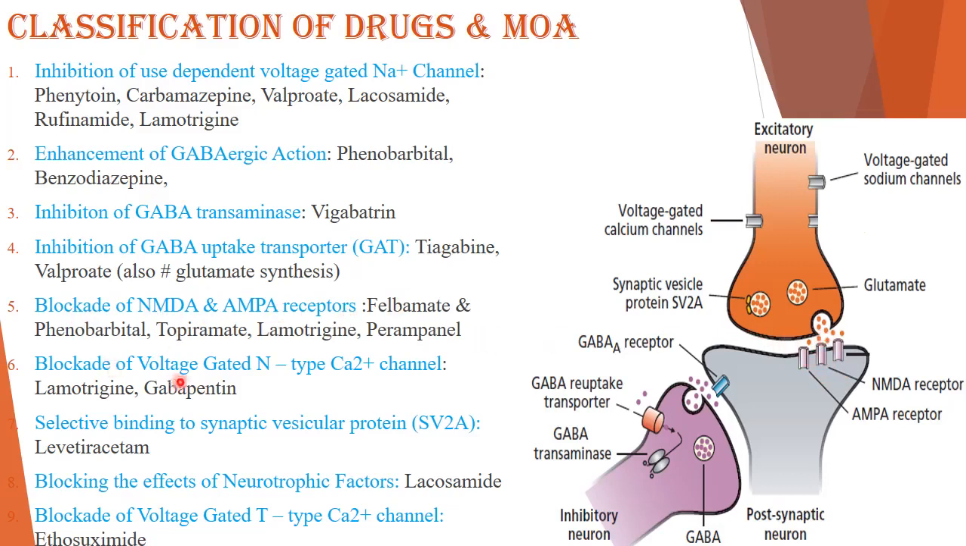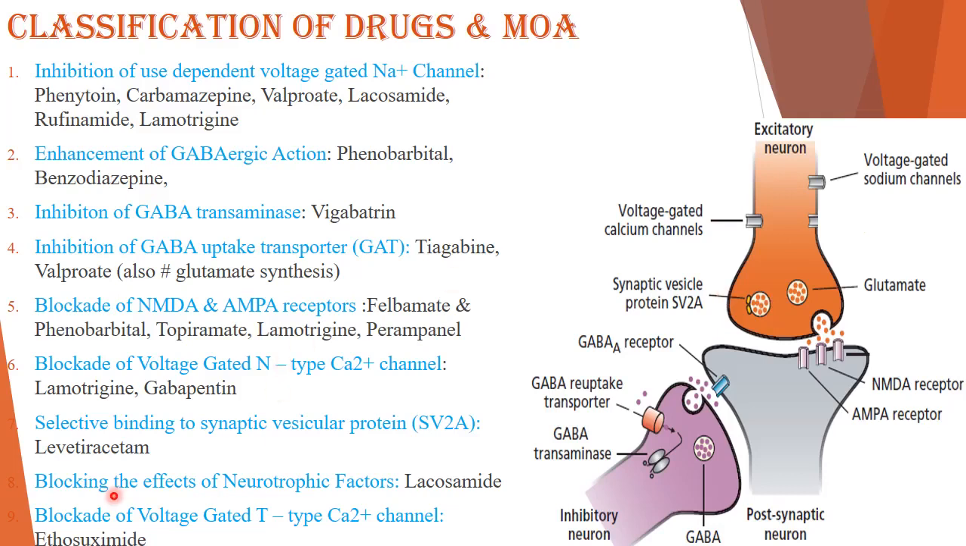Very simple mechanism. Blockade of voltage gated N-type calcium channels. Here, N-type calcium channel. Influx of calcium through this channel is responsible for degranulation of the vesicles so that the glutamate can be released. Less calcium influx, then what will happen? Less degranulation, less glutamate will be released. Okay, next one is a selective binding to synaptic vesicular protein SV2A. Now this protein leads to the degranulation of the vesicle. If the protein is inhibited, there will be less degranulation, less glutamate will be released.